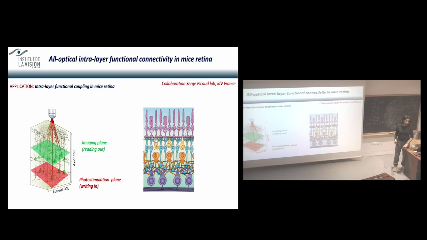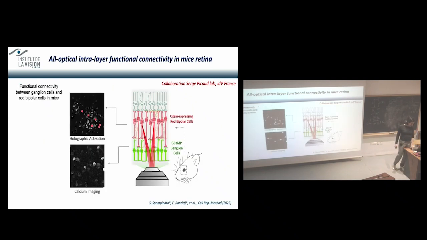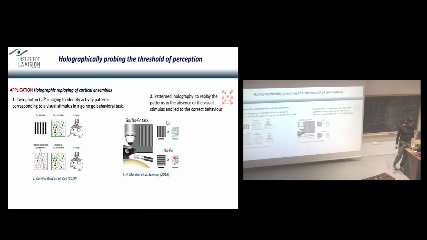So you can photostimulate in a plane and perform calcium imaging in another plane. We did this on the retina, but I won't go through that. Here the idea was to manipulate the bipolar cell layer and look at what happens at the ganglion cell layer. We can see this if someone is interested later on. I wanted to move on because we need this for the second part.